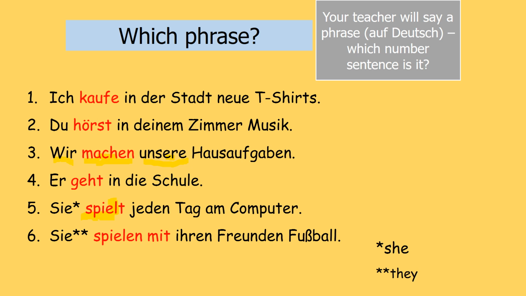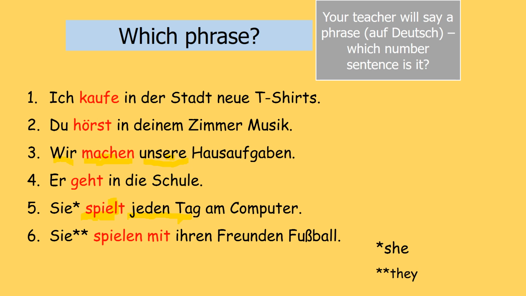Now, it does here say jeden Tag, which is every day, and this is an example where it is in the present tense, but it's repeated, so you're doing it every day, so we are able to use the present tense in this as well.